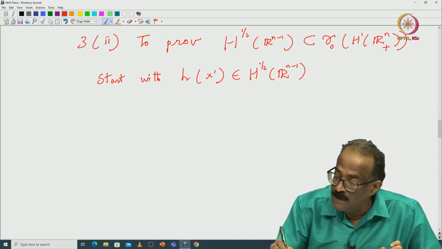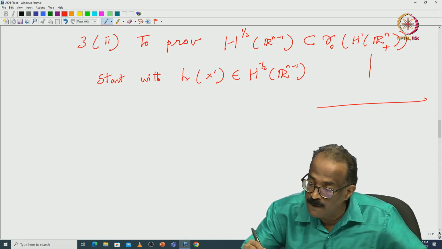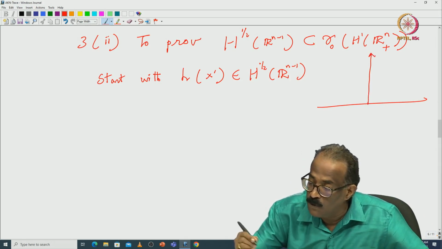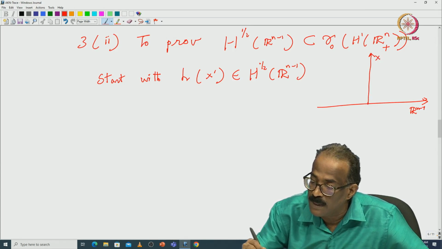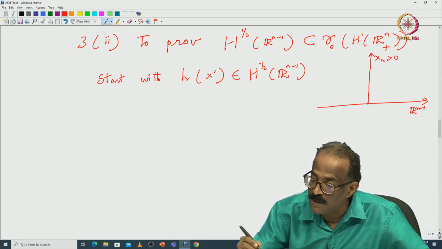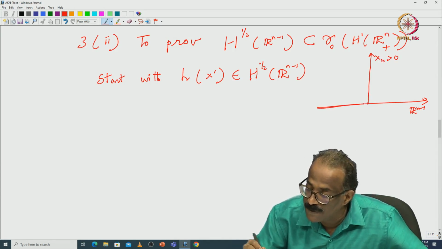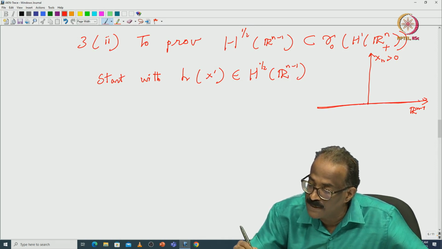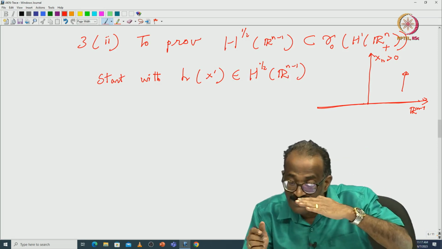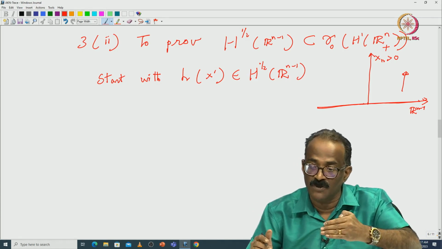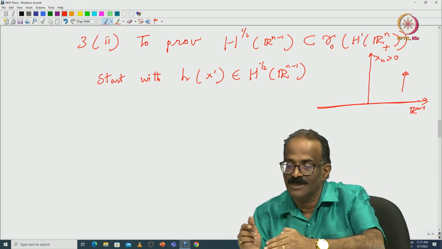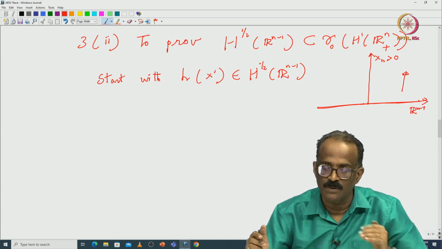That means you have your domain here, this is your Rn minus 1, this is your Xn positive. The thing is that it is given here and you have to do an extension, possibly extend it to this domain, so that it remains an H1 function. Its restriction is this one, gamma naught of V. That is what we want to do.